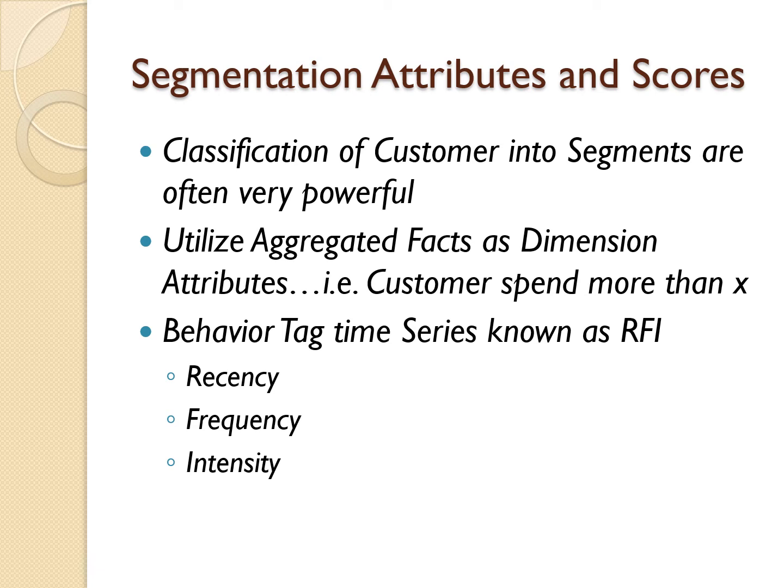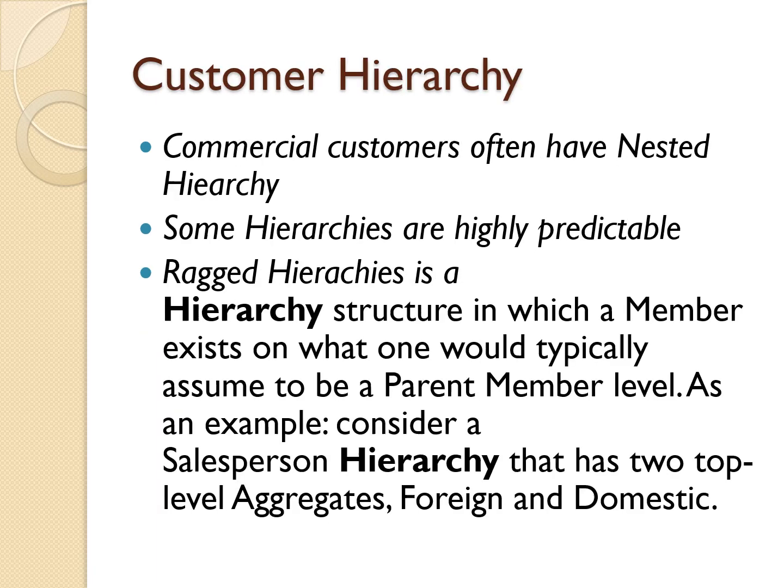We'll talk about the behavior tag time series, also known as RFI, and the RFI is spelled below. It's the recency. When's the last time that customer was here? Frequency. Is this a frequent customer? Does he come in all the time, or is he a 3 times a year customer? And the intensity. How much shopping? How much does he buy? How much of our product is he consuming? These are all things that you're going to care about significantly as we talk about the segmentation of the attributes and the scores around customer.